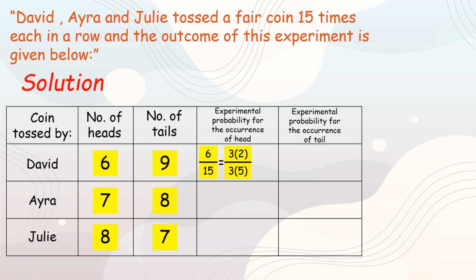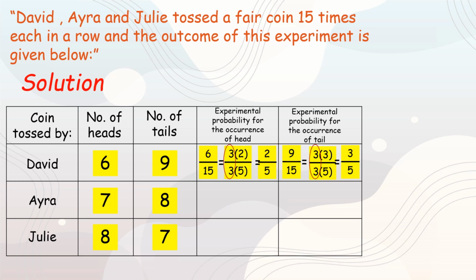Then, experimental probability for the occurrence of tails. Doon naman sa probability natin of occurrence of tail, we have 9 over 15 because the number of tails na nakuha niya sa kanyang pag-toss is 9 times while the total number of toss of David is 15. So, therefore, 9 over 15. The common factor of 9 and 15 is 3. 9 divided by 3 is equal to 3. 15 divided by 3 is equal to 5. So, therefore, the experimental probability for the occurrence of tail is 3 over 5.